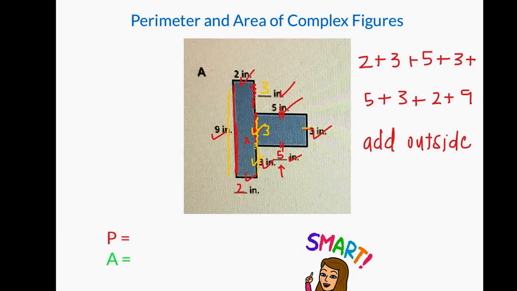Notice I did not include this 3. That's because it's inside my figure, so it doesn't count towards perimeter because perimeter is just the outside.